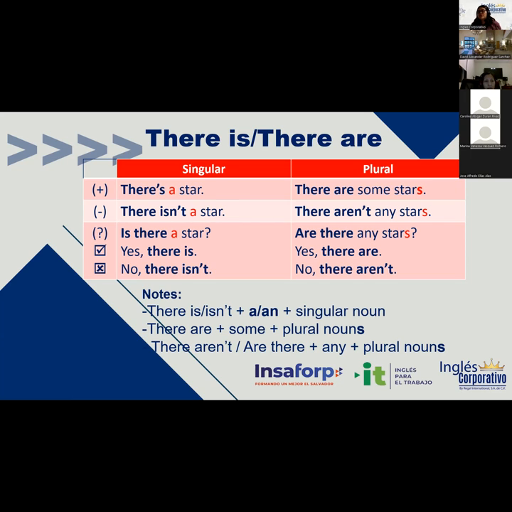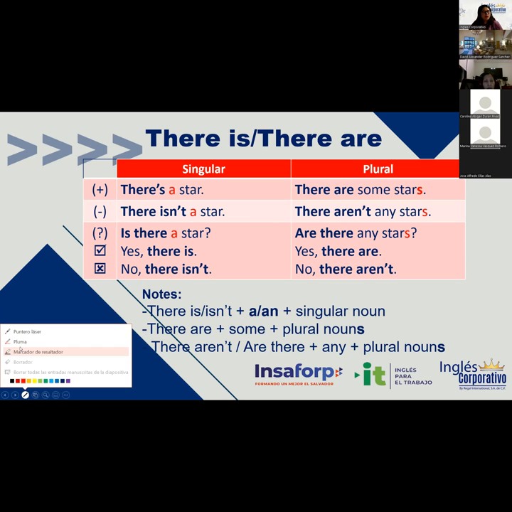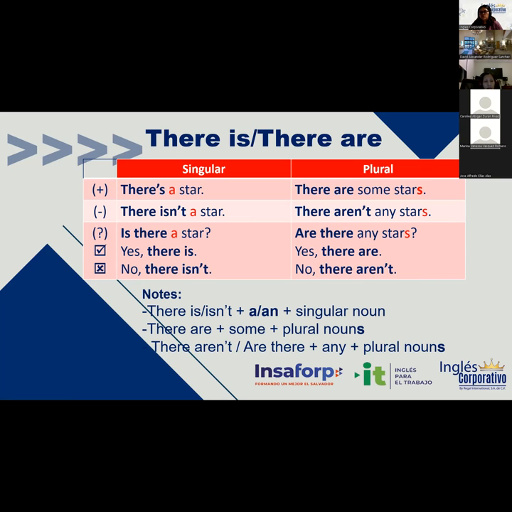Remember yesterday we were saying that when we make a question in plural, we use any, right? Are there any stars? Are there any desks? Are there any windows? Are there any sofas? Are there any books, right? So if we ask questions in plural, we use there are. Any questions there?